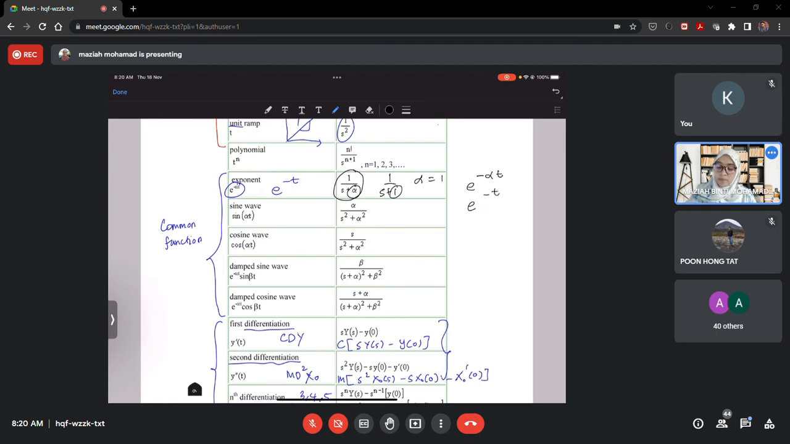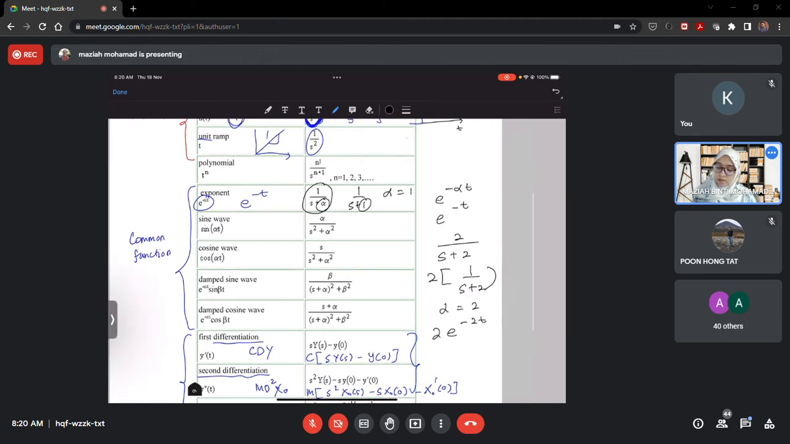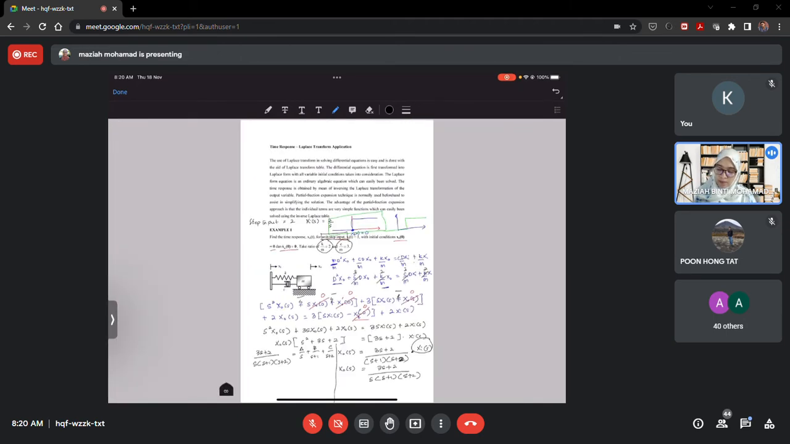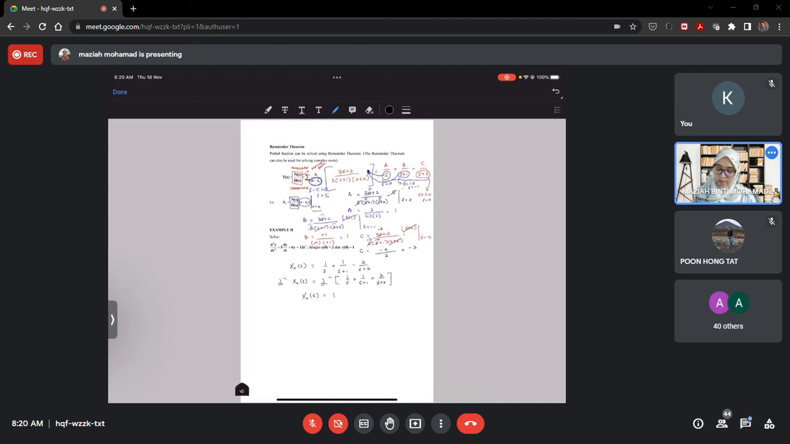The other one is 2 over s plus 2. We're going to separate 2 multiplied with 1 over s plus 2. Similarly alpha is 2, so we get 2 exponent negative 2t. So that will be the solution.